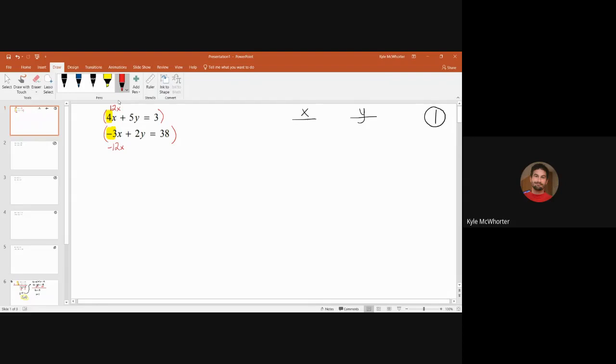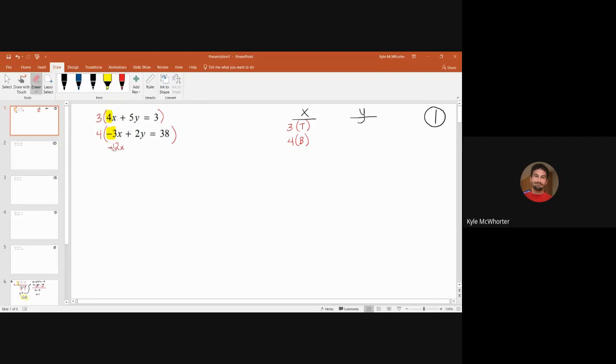So the question is, what would I multiply the equation by to get a 12x on the top? I would multiply by 3, because 3 times 4x is 12x. And what would I multiply the bottom equation by to get a negative 12x? That would be 4, because 4 times negative 3 is negative 12. So in order to eliminate x, I would do 3 times the top equation and 4 times the bottom equation, and then the x's would cancel out.